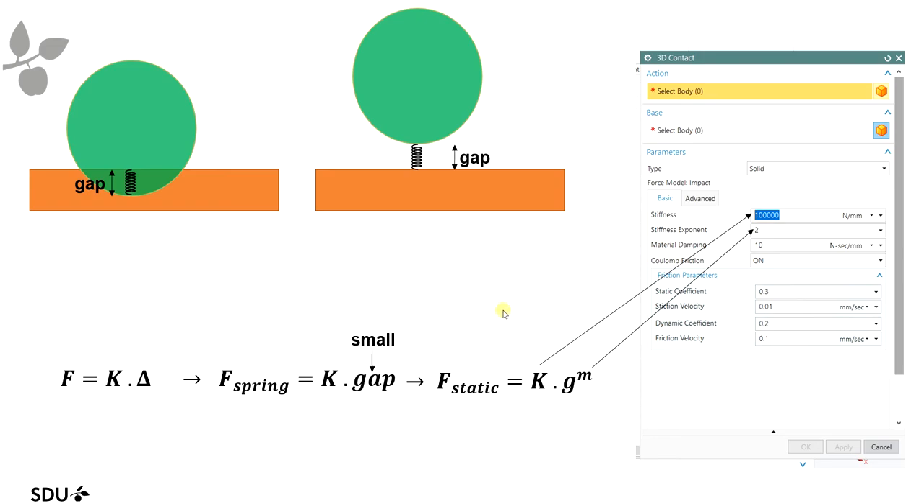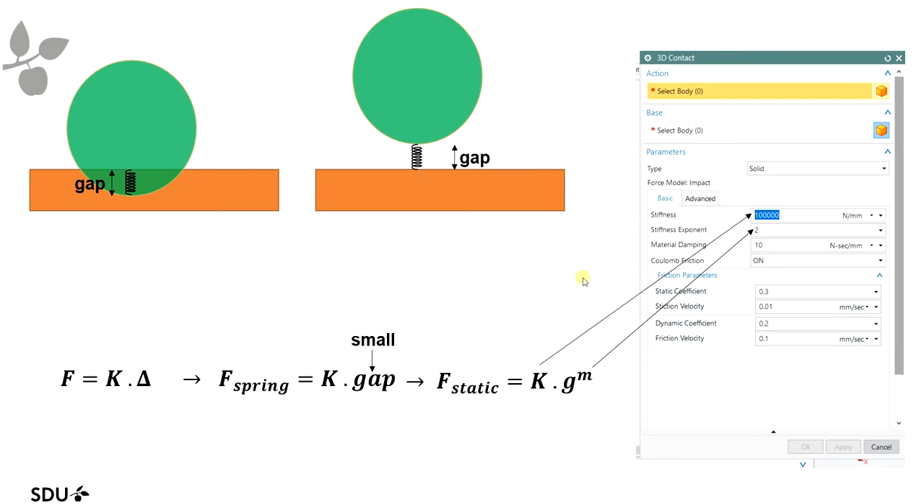That's why we have a stiffness exponent, which in reality for real springs doesn't exist. But here we need to amplify the magnitude of the force to actually keep the objects together or in touch. So we put an exponent.